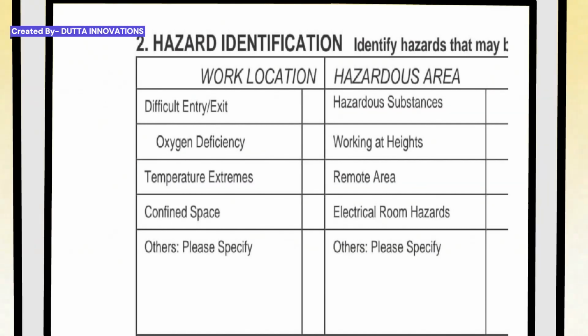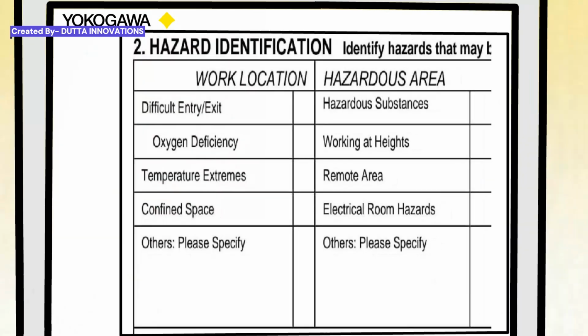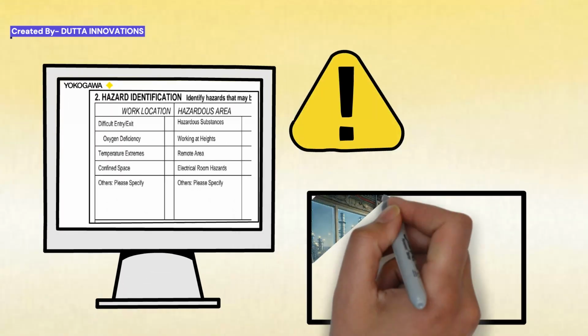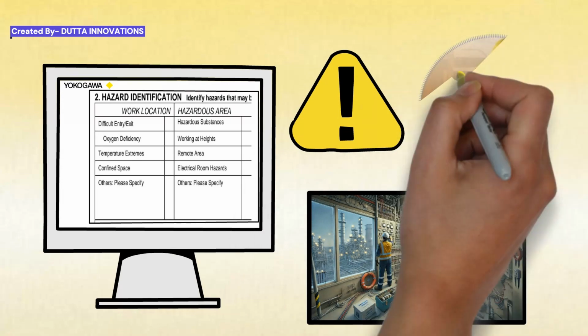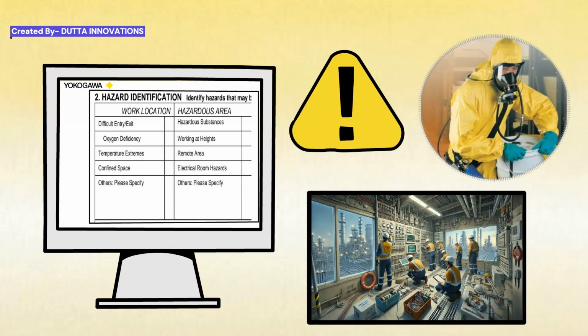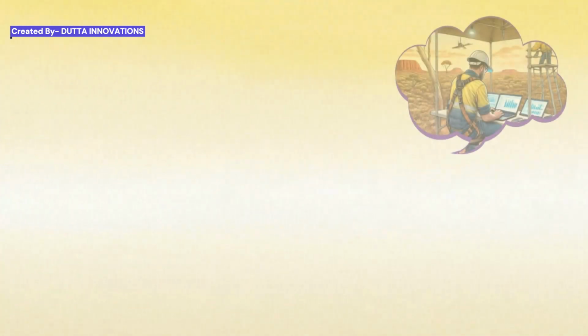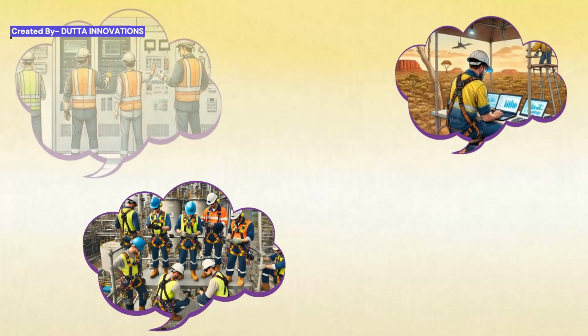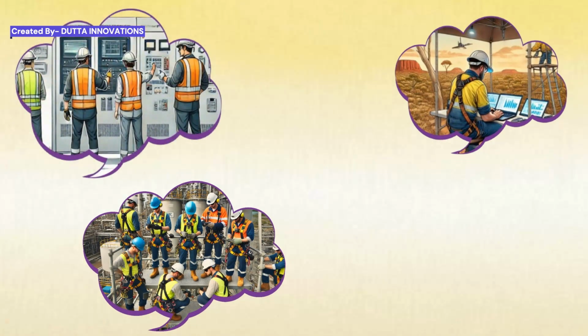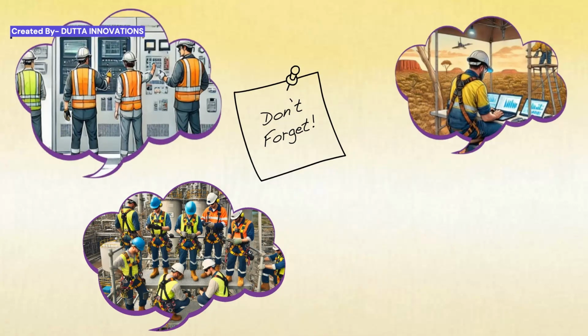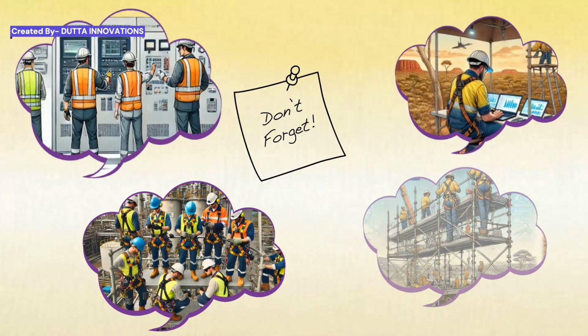Next is hazard identification. Here, we identify hazards based on the activities. Hazards can come from work locations, such as difficult entry or exit, oxygen deficiency, or extreme temperatures. There may also be hazards specific to the area, like working at heights, electrical risks, or working in remote areas. Don't forget, high-risk hazards include falling objects, poor lighting, slippery surfaces, and manual handling issues like ladder use.